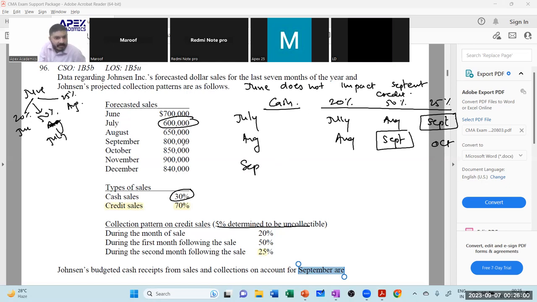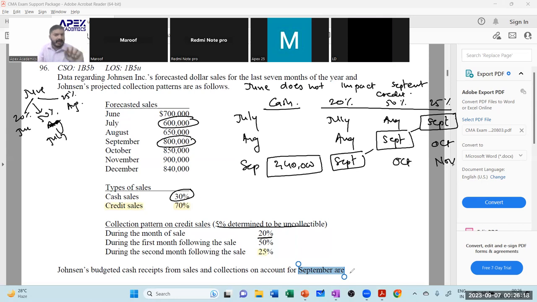September, cash. I am interested. 8 lakhs, 30%, 2,40,000. I need this. 20% in the month of sale. So I need this. 50% in the next month, October, and the balance in November. I am not interested. So I am interested in all these three and 2,40,000. Now, July.